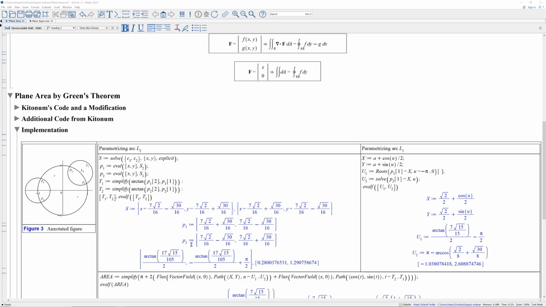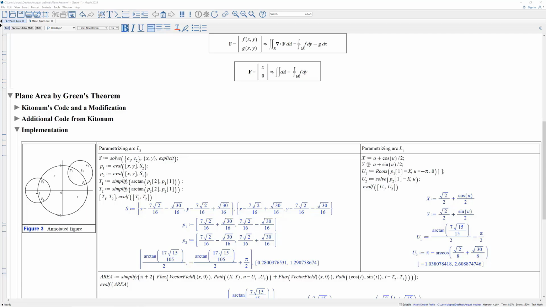These are the two angles exactly, and these are the two angles as floats. And so as I integrate along this arc, the bounding values of the parameter are these two exact values here. So let's look over here at parametrizing arc L1.